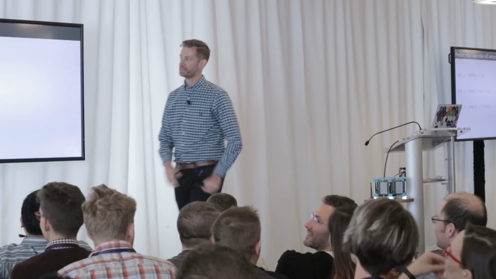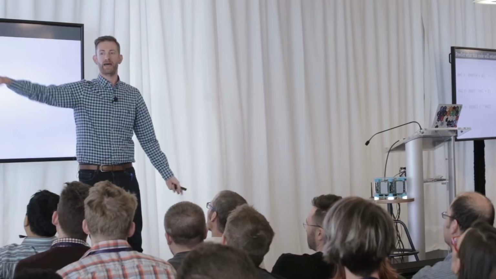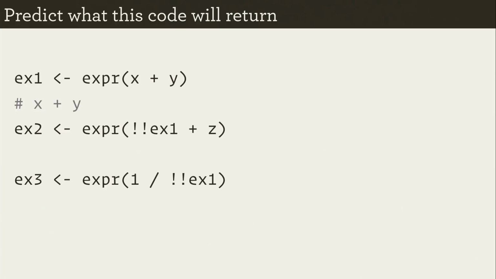So what is this first call going to return? It's just going to be x plus y, right? Because expr just captures what you gave it. What about the second one? It should be pretty easy too, hopefully, right? x plus y plus z. You've combined that first expression with the second one.